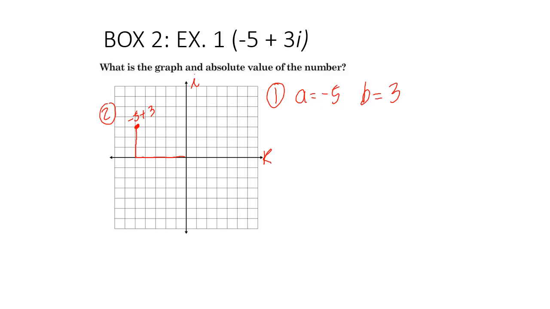Okay. Next it says, what is the value of your absolute value? What is your absolute value of the number? So absolute value is asking us how far is it from the origin. That's what it's asking us.